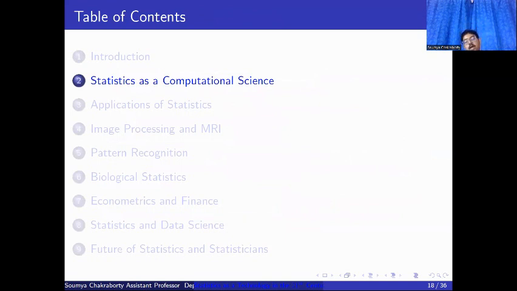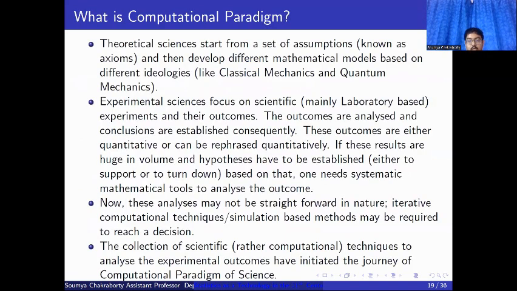Next, we have to understand why statistics is a computational science. So we have seen theoretical sciences which start with some kind of assumptions which are known as axioms, and then develop different mathematical models based on that and based on some outcomes of the experiments. Examples include classical mechanics, quantum mechanics, or say topology, etc. The last example does not need data sets, but for classical mechanics or quantum mechanics, that is for physics, we need some kind of experimental outputs to analyze and to build new models.